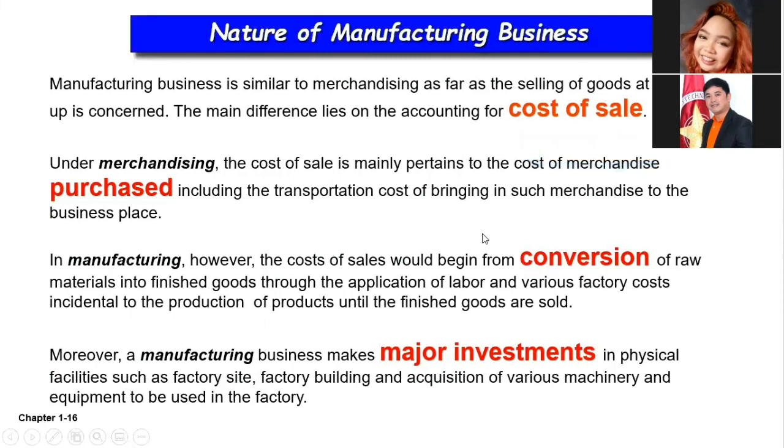Pero in manufacturing, remember in our discussion on the types of cost, ang cost of sale under manufacturing business would begin from the conversion of raw mats into finished goods. So that would include the materials, the labor, and your overhead. Yun yung difference niya with the merchandising.